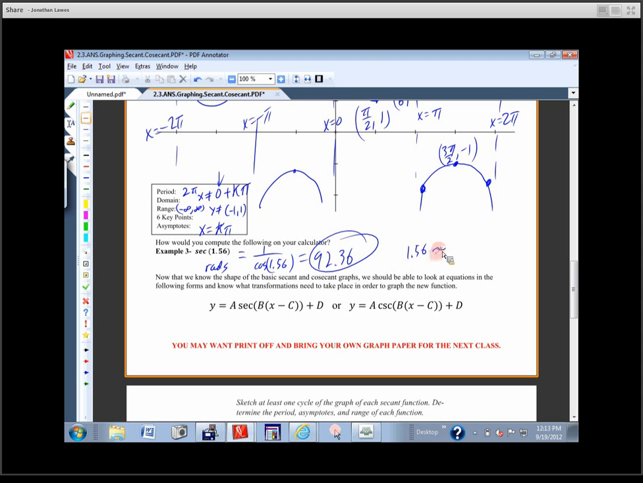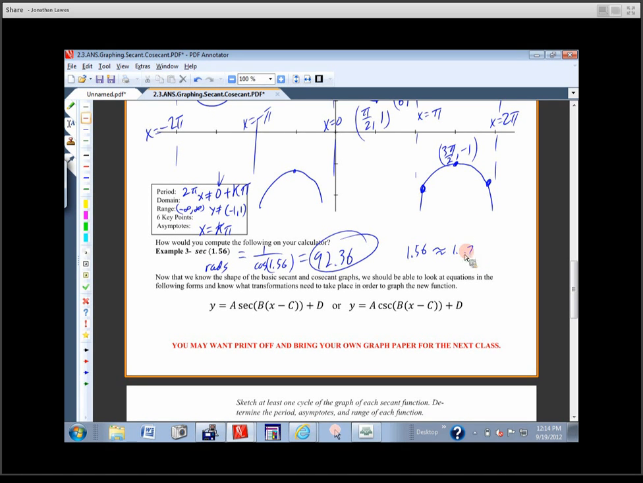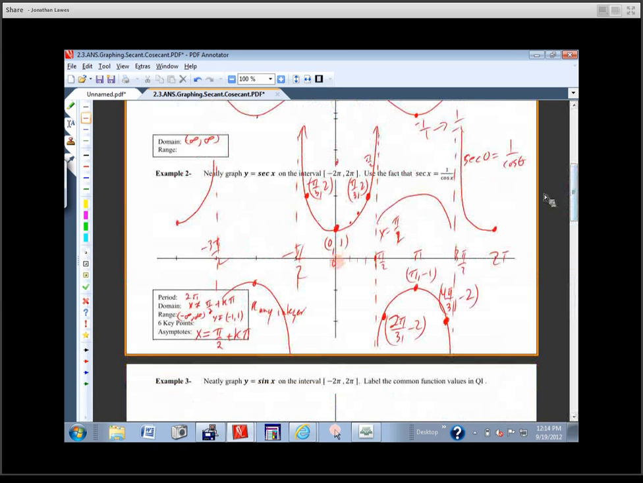1.56 is pretty close to 1.57, which is about pi halves. It's just a little bit shy of pi halves. So if we were doing the secant of a number that's just a little bit shy of pi halves, we just figured out that the function value would be 92. That's 1 right here. Think about how far off the charts that would be. That would be way up there, just because we're just shy of pi halves. Does that make sense? Looks good on the graph? Okay, any questions?